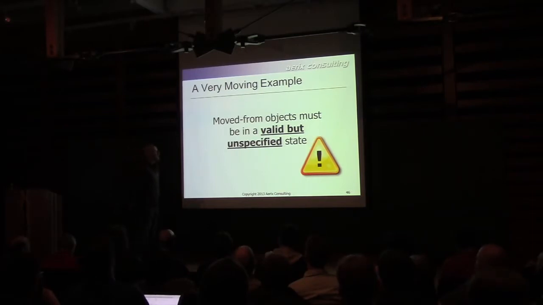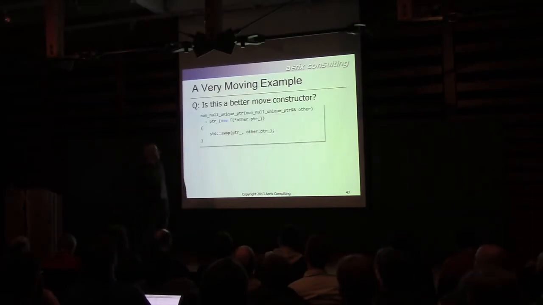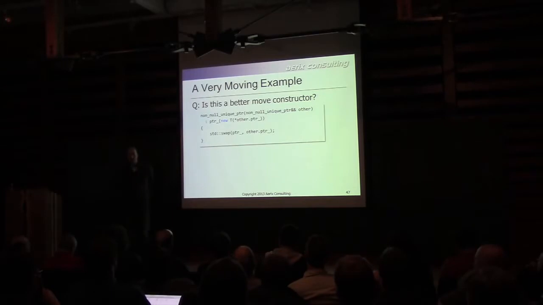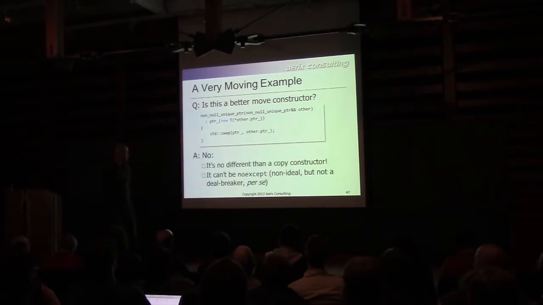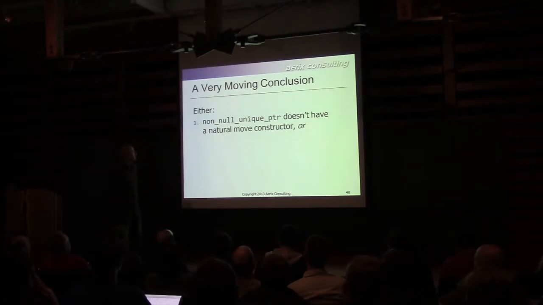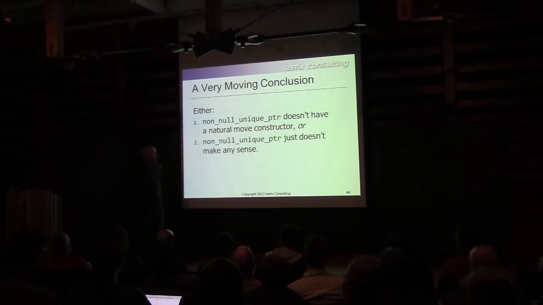So what I'm saying is that the move-from object must be in a valid but unspecified state. And you could imagine implementing it like, okay, we'll allocate a new object and swap, right? But then that's not very good. It's no different than a copy constructor. And well, it can't be noexcept, but that's not a deal breaker. So what I would say is that either non-null unique pointer doesn't have a natural move constructor, or this type just doesn't make a whole lot of sense, right?